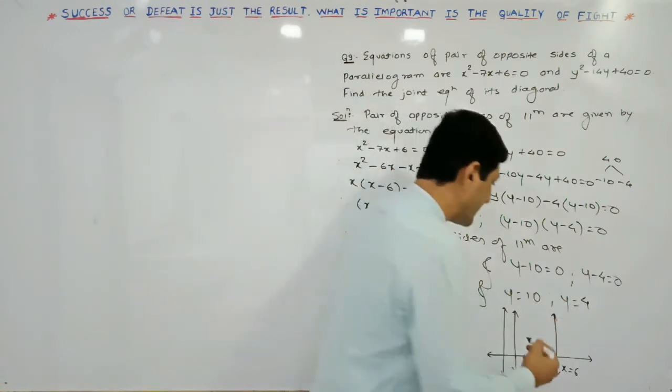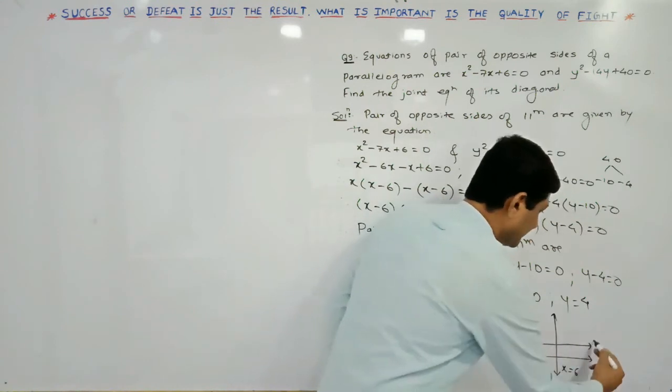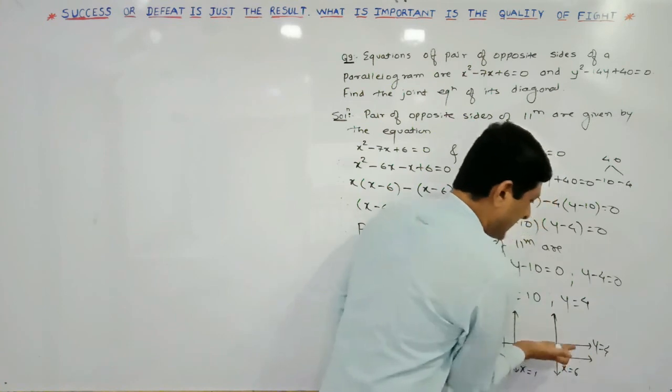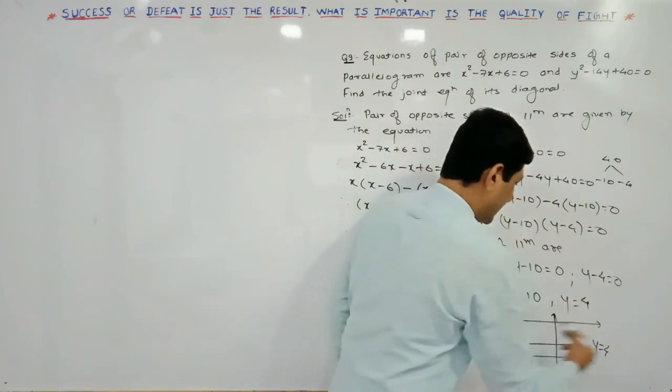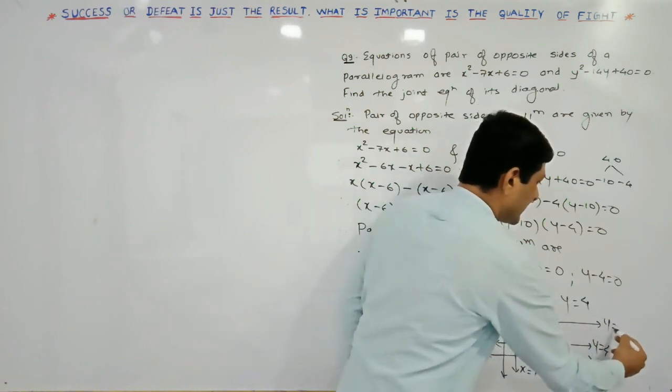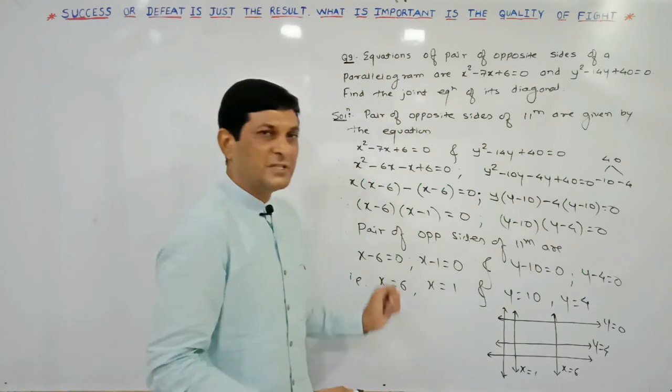Now what is the first line? y = 4. So here somewhere we will get this line y = 4, which is parallel to the x-axis. And the second line is y = 10. In this way we have got the parallelogram from these equations.